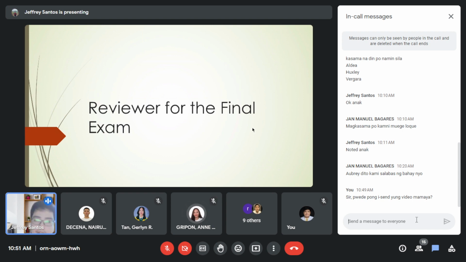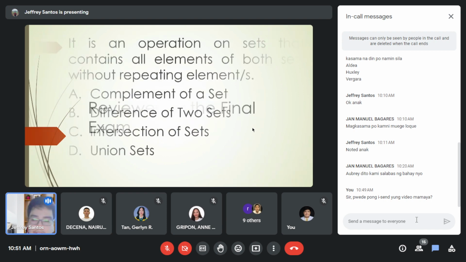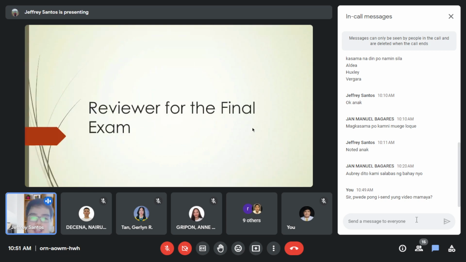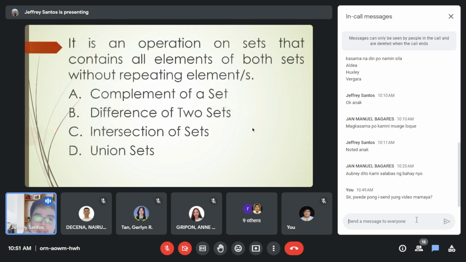Sige, so let's have a review for the final exam. So again, as I have said kanina, the coverage is from material equivalence and logical equivalence up to combinatorics and probability. Ayan. So madali lang, ilang topics lang halos ang included. So I have divided your exam into parts. So hinati-hati ko according to topic para hindi na kayo malito. Yan. So yung part 1 is about set theory and the different set operations. By the way, this is 13 items.